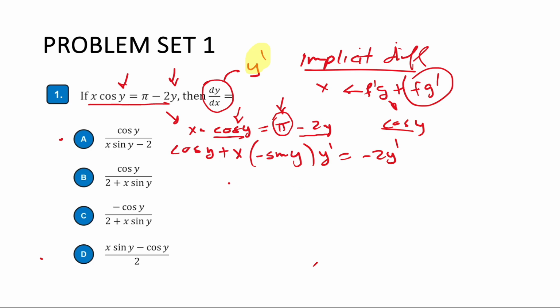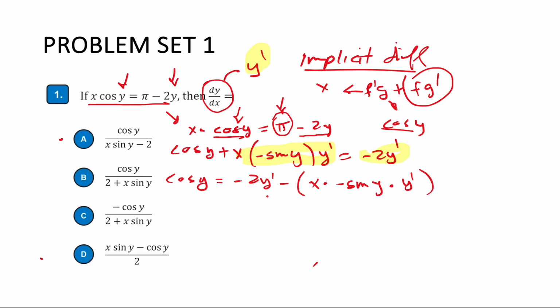Okay, so with these problems, you want to make sure that the terms that have y prime, like these two, are on the same side of the equation. So my plan here is to move this piece towards my right, okay? Let me get rid of this line here real quickly, and we'll do that now. Okay, so if I do that move, I have now cosine of y equal to negative 2y prime minus, and here we go, x times negative sine of y times y prime, okay?